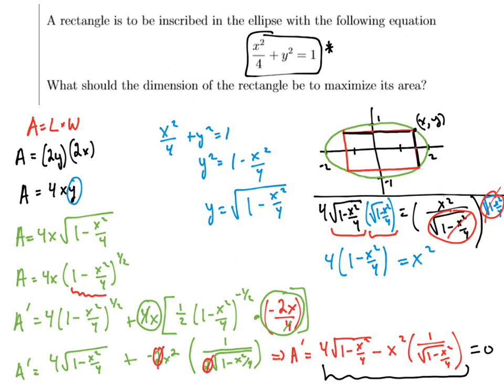So distributing through on the left, I get 4 minus x squared is equal to x squared. So 4 is equal to 2x squared. Divide both sides by 2, I get 2 is equal to x squared, so x is going to be the square root of 2 here.